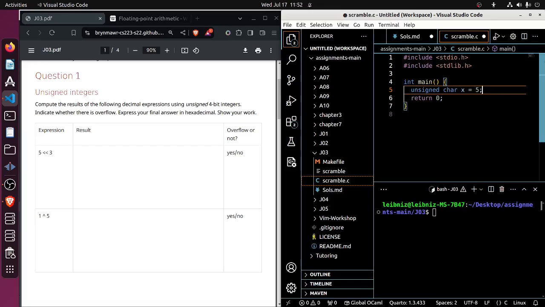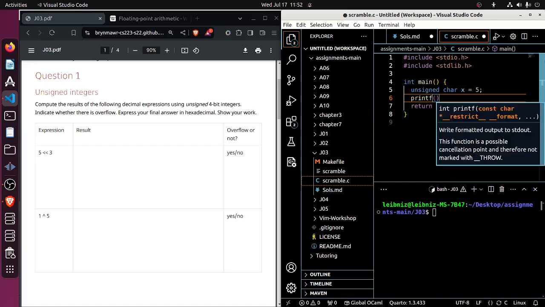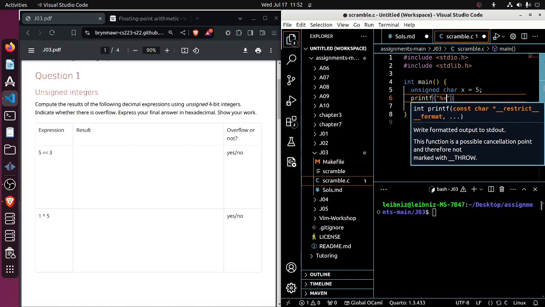Because chars are understood as basically just bits, when I say that it's equal to 5, it's just going to store the binary representation of the number 5 in the unsigned number system. So don't be deceived by the fact that it's declared as char. It really understands it as a number. And then what I want to do is print the result of bit shifting. So let's go ahead and say printf, and I'd like to print it in hex.